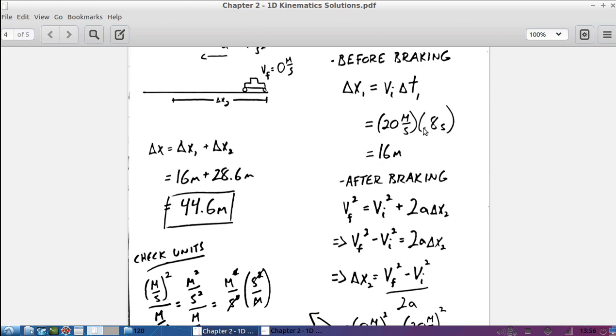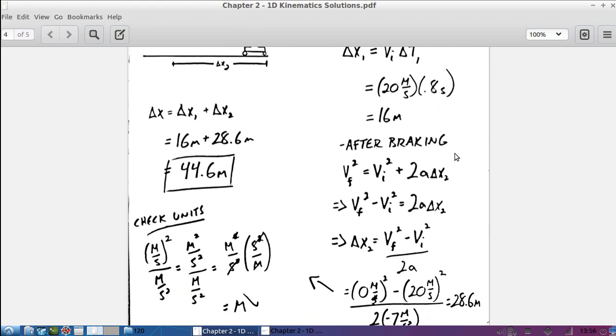So something to think about. 0.8 seconds, you're going 20 meters per second. Find out how much that is. Cheat, use Google, see how fast that is in miles per hour, and then times 0.8 seconds. That shows you roughly how far that car would travel. Okay. So we've got 16 meters. Car hasn't applied the brakes yet.